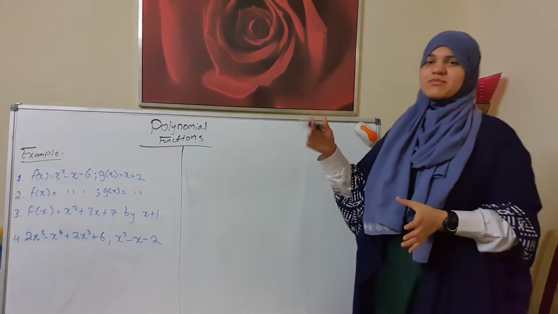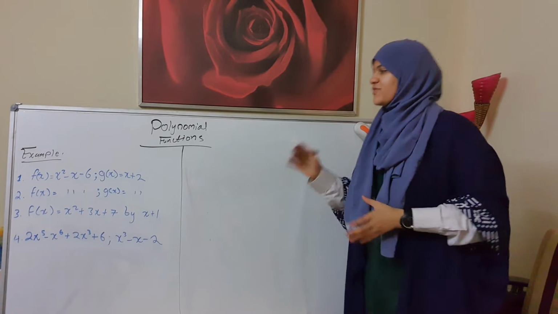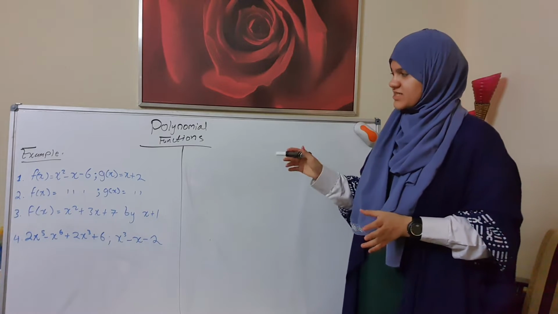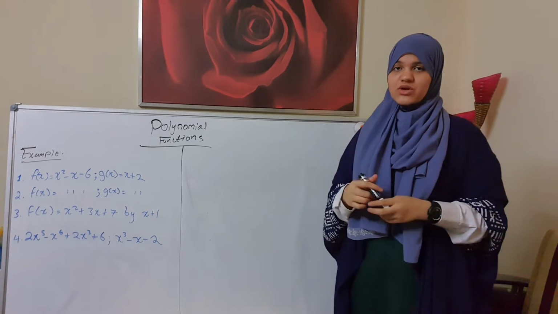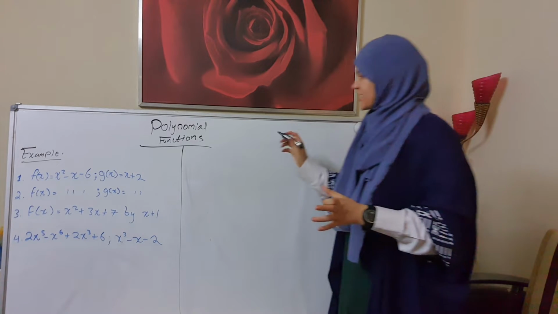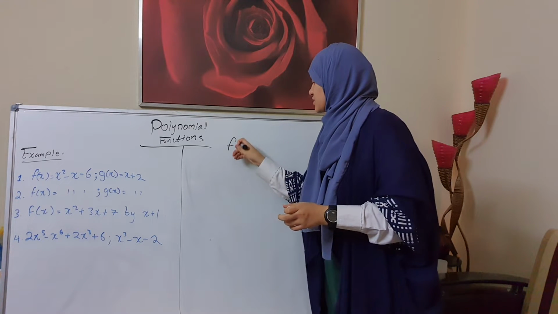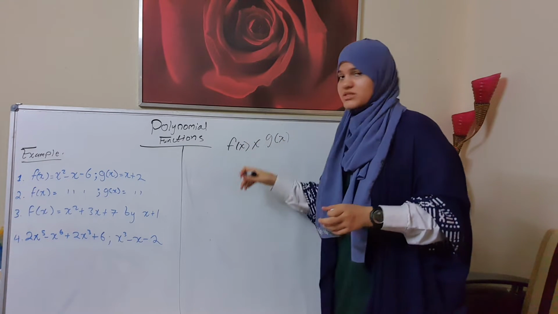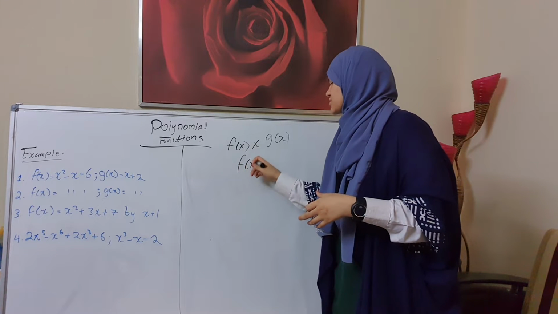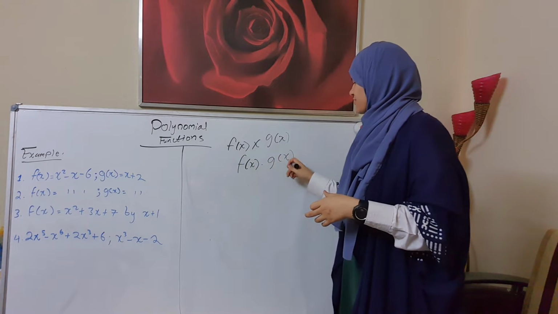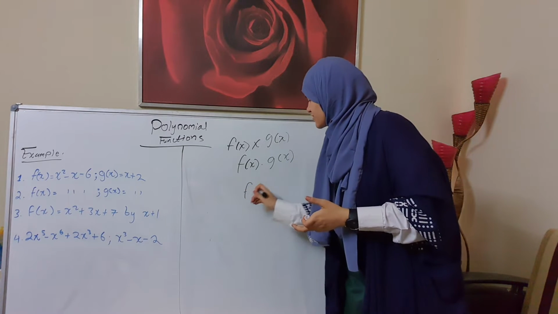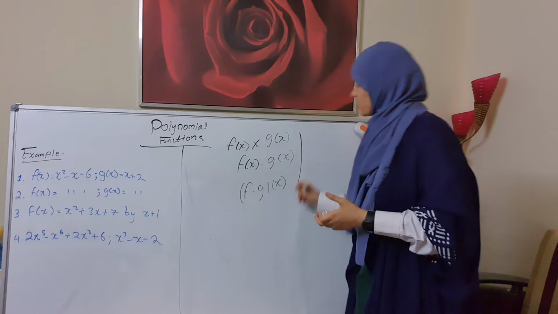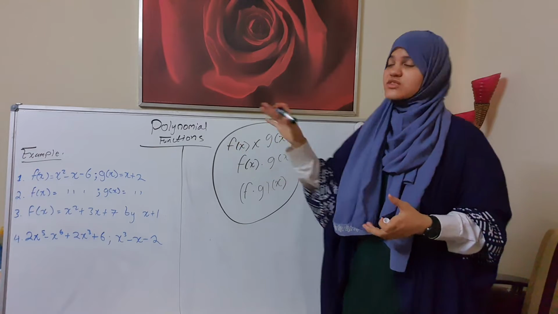Now let's continue with some examples about the multiplication and division theorem. First of all, for multiplication, we have f of x equal to x squared minus x minus 6, and g of x equal to x plus 2. So in the multiplication theorem, it will be f of x times g of x, or we can also say f of x dot g of x. We can also write f dot g in brackets and x in another bracket. In this way we can write the multiplication theorem.